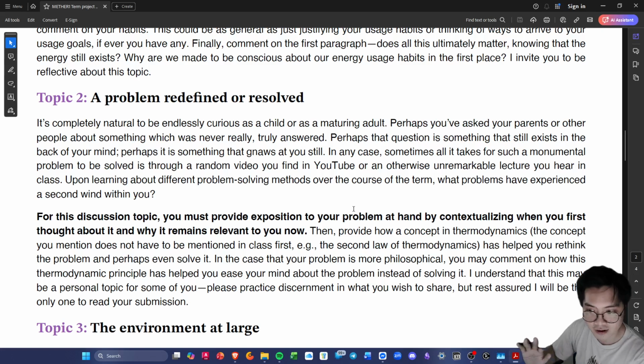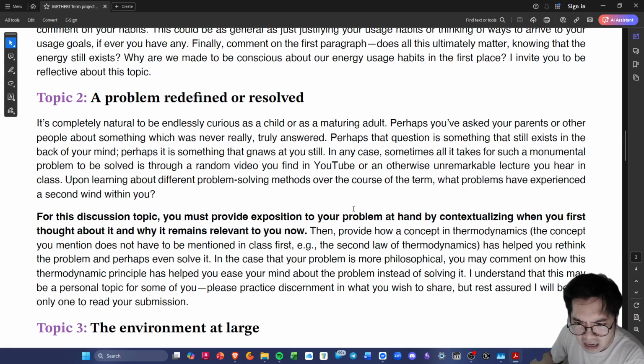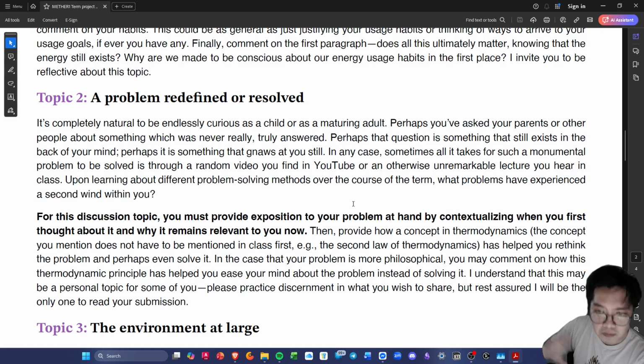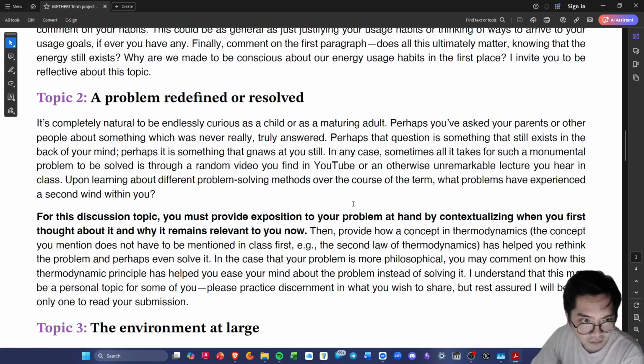It doesn't matter, right? You can even go, I don't know, with the third law, which I don't know where that's going to be useful for us, but okay, go ahead, right? Conservation of mass also works. It doesn't matter, right? Just provide a concept in thermodynamics that you think helps you understand things better and rethink the problem, right? And maybe even solve the problem.